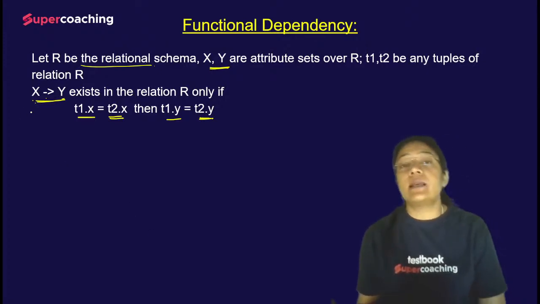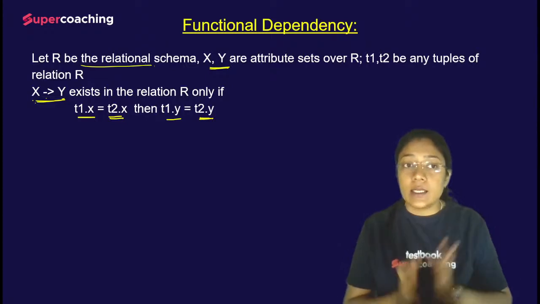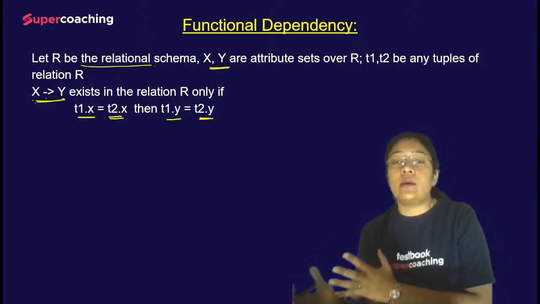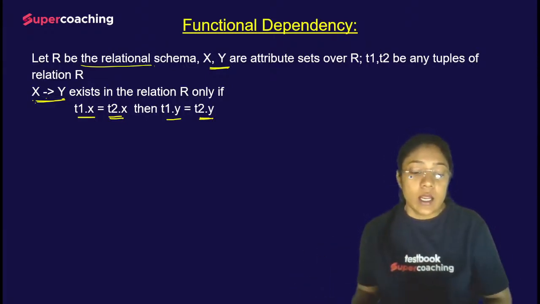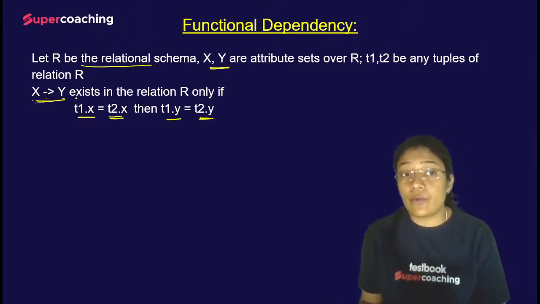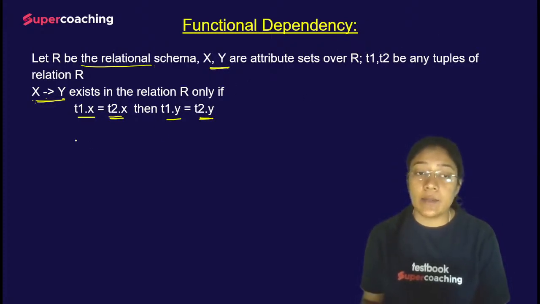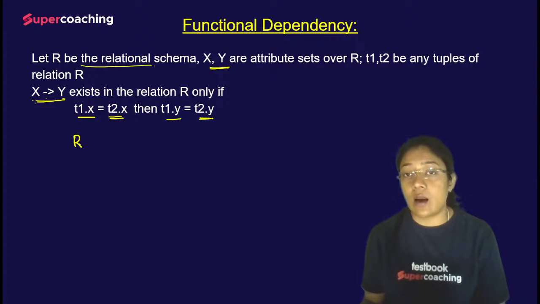यानी कि X determines Y का मतलब क्या है? If you know the value of X, then you will be getting a unique value for Y, right? अगर X की value same है, then we'll be getting the same value for Y. For example, जो ये description लिखी है, इसका मतलब है we have the relation R, and under that there are two attributes available. X and Y are the two attributes.